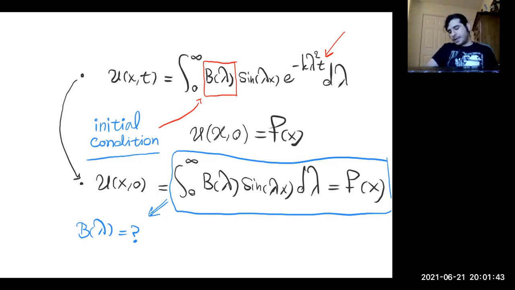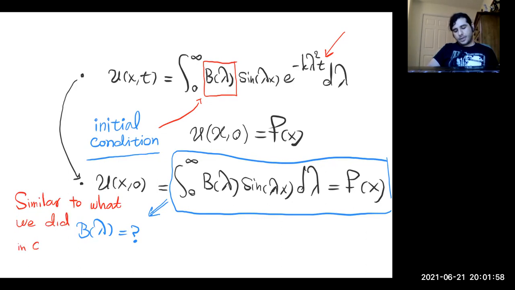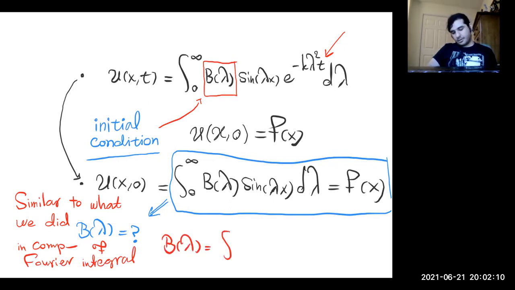I wouldn't repeat that again. I would just write down that. So similar to what we did in computation of Fourier integral, we can do that here, and we would see b lambda is equal to the integral.